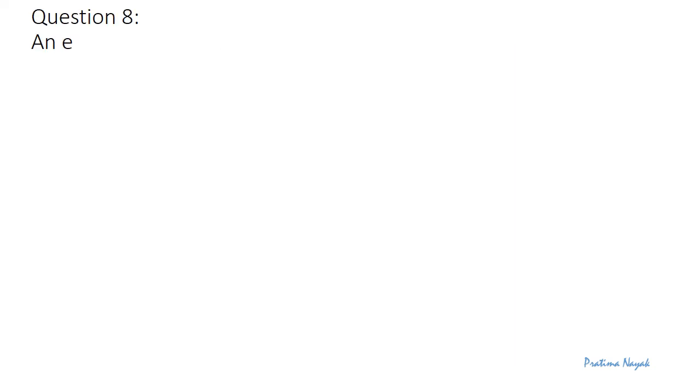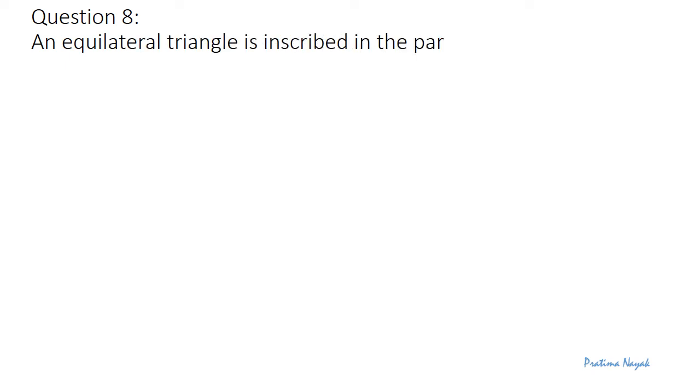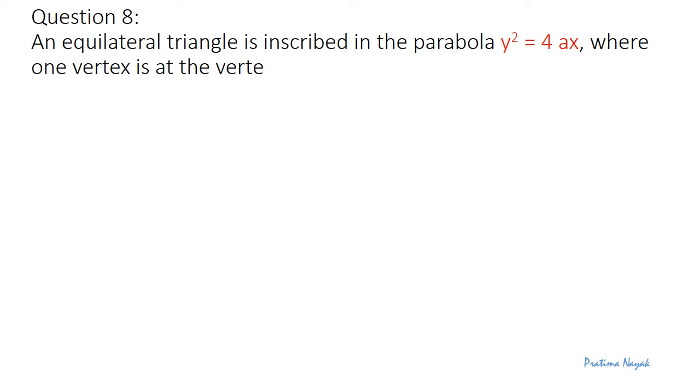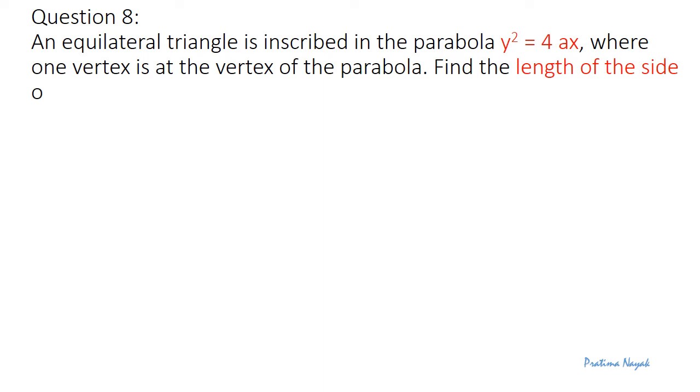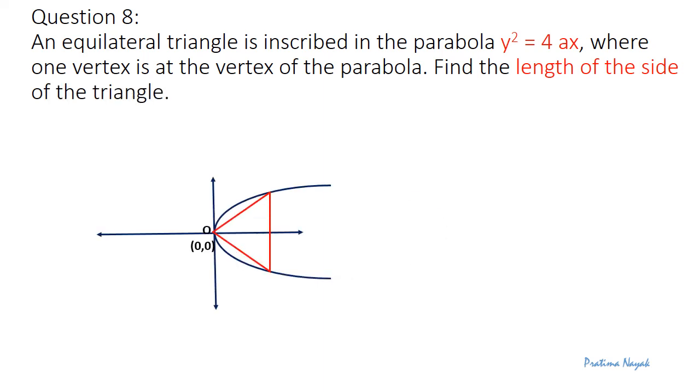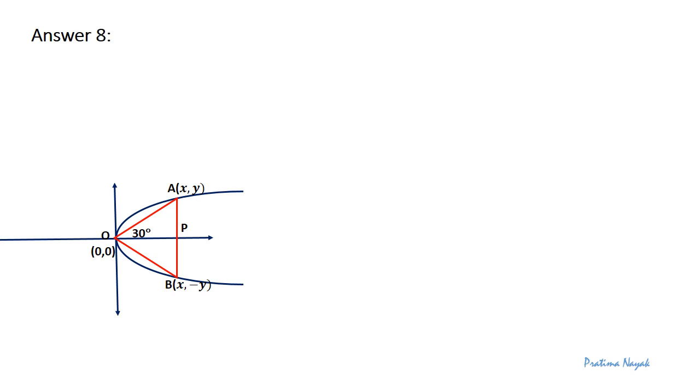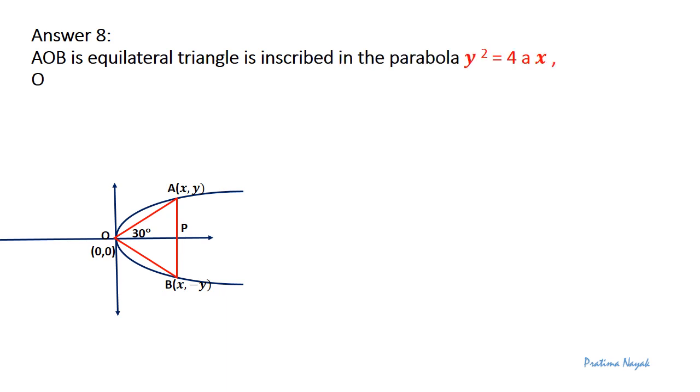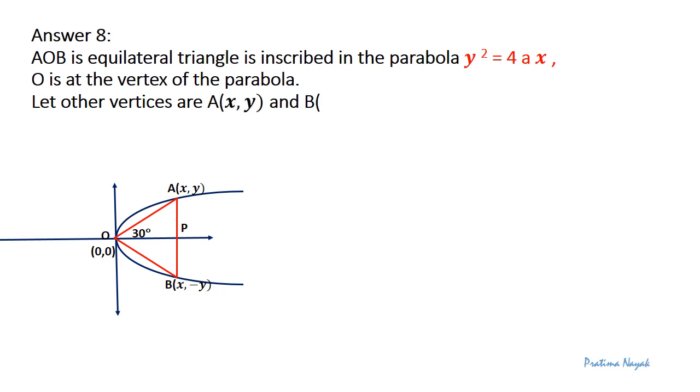Question number 8. An equilateral triangle is inscribed in a parabola y square is equal to 4ax, where one vertex is at the vertex of the parabola. Find the length of the side of the triangle. AOB is an equilateral triangle inscribed in the parabola y square is equal to 4ax. O is the vertex of the parabola and other vertices are A(x, y) and B will be certainly (x, minus y) because it is a symmetric figure.